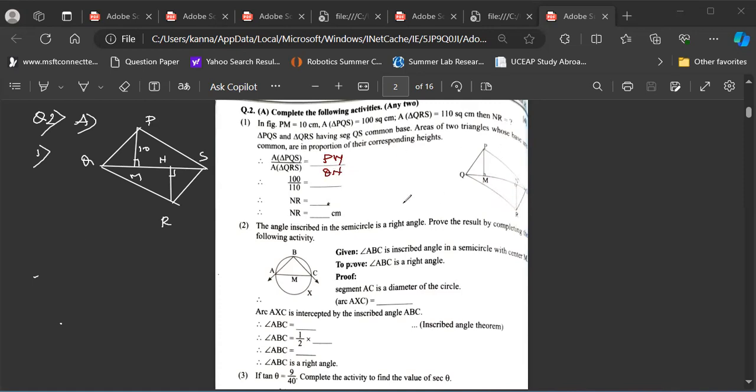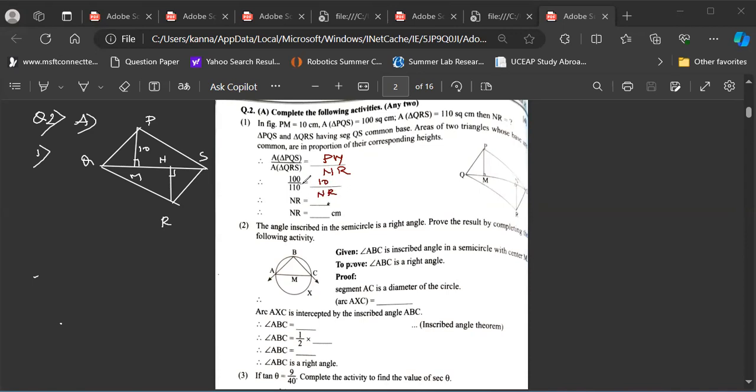PM upon QN, children. Now, how much is the area of triangle PQS? 100. How much is the area of triangle QRS? 110. How much is PM? 10. And how much is this QN? We don't know. Sorry, it should be NR, not QN. I'm so sorry, children. This is PM and this is NR. PM is 10 centimeter, but NR, I don't know, children.